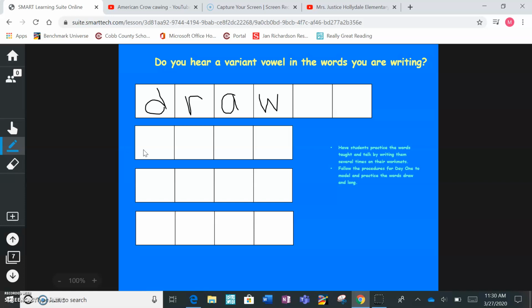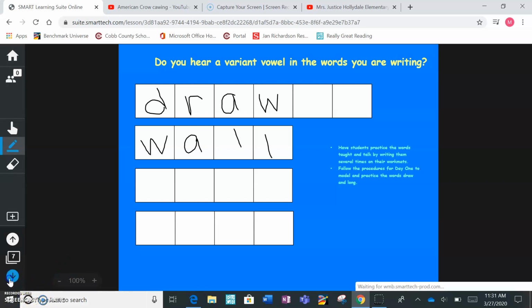The next word that we're going to write is the word wall. Wall. If you can write all, you can write wall. So, all. There you go. Go ahead and pause the video and write that word wall 3 times.